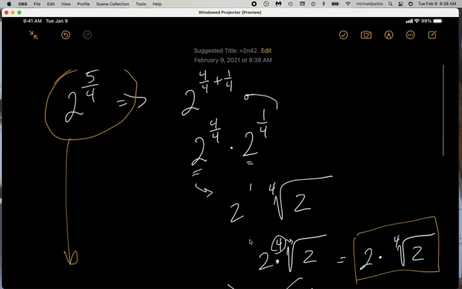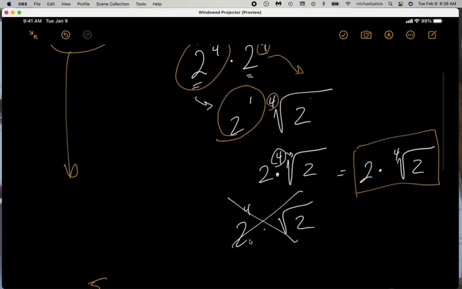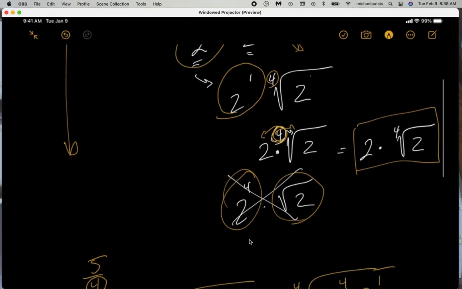So let's review how we did this. We took this 5/4, we broke it up into 4/4 plus 1/4. We recognized that this is the result of this multiplication. We changed 2 to the 4/4 to 2 to the 1st. Here we convert it back to a radical. Our root is under the denominator sign. There's a 1 there, which corresponds to the numerator. It's our final answer. Careful, don't let this root drift over here. Keep it with the radical sign. This is not 2 to the 4th times square root of 2.